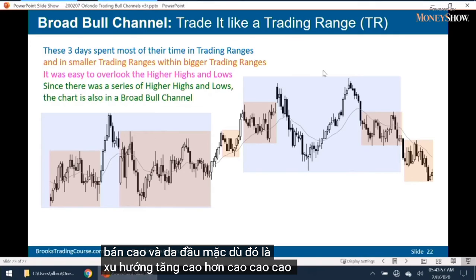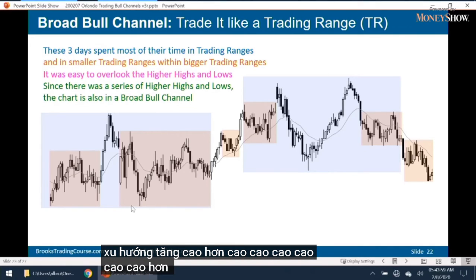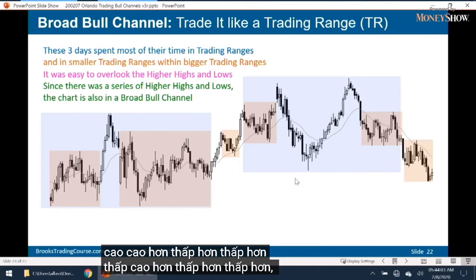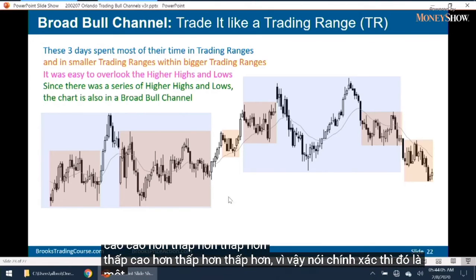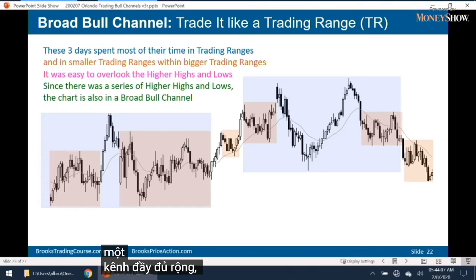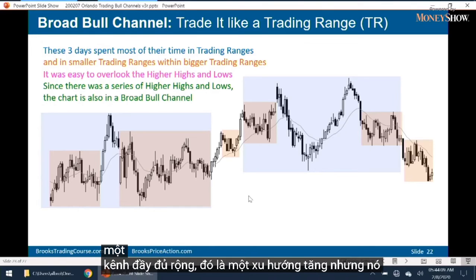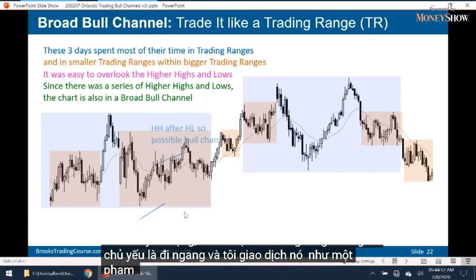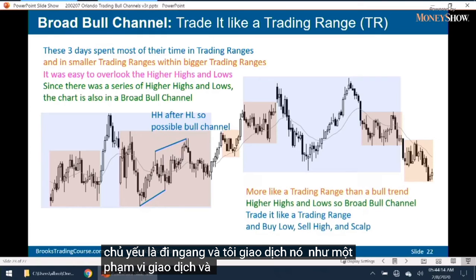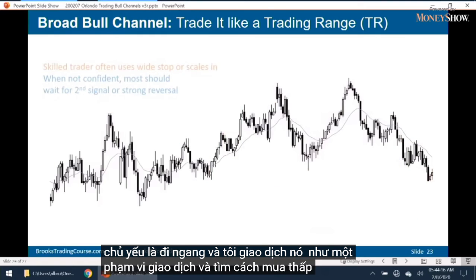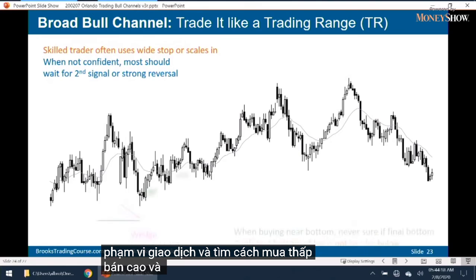Higher high, higher high, higher high, higher low, above that low, higher low, higher low. So strictly speaking, it's a broad bull channel. It's a bull trend, but it's mostly sideways, and I trade it like a trading range, looking to buy low, sell high, and scalp.